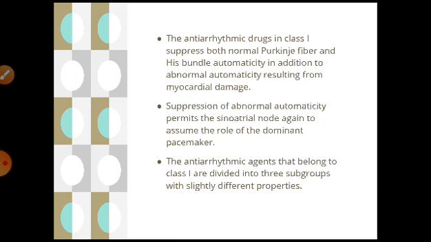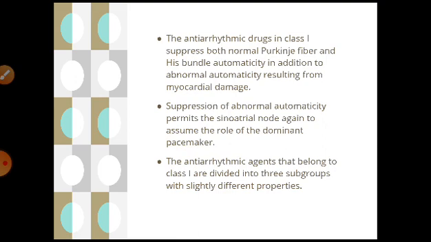Suppression of abnormal automaticity permits the sinoatrial node again to assume the role of the dominant pacemaker. So what will happen? The abnormal automaticity is suppressed. Then the SA node will again get the leading role. Here abnormal automaticity is indicated when parts other than the SA node start producing signals or impulses. In that case the rhythm gets disturbed, so that is what our purpose is, to control that.